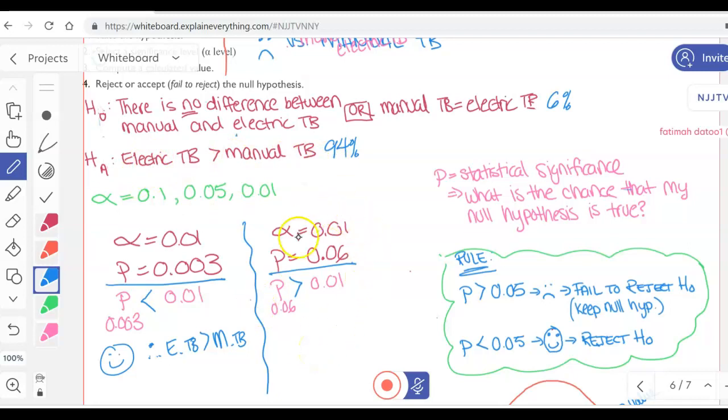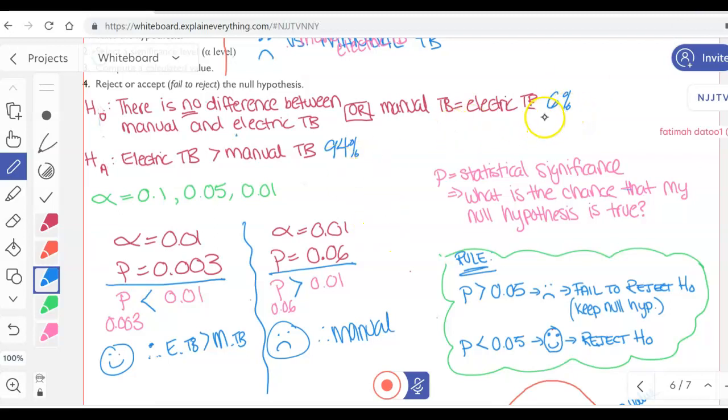But remember what the researchers said? They were really strict. They said that their cutoff level was 0.01. It has to be 1% or less for them to conclude that the research works, that the study works. So in this case, the researcher is sad. They're sad because the p-value was way bigger than their cutoff level. And so they have to conclude that the manual toothbrush and the electric toothbrush work the same. Okay, so even though there's a 6% chance that this would happen, 6% is too high for the researcher. They say that that's way too high.